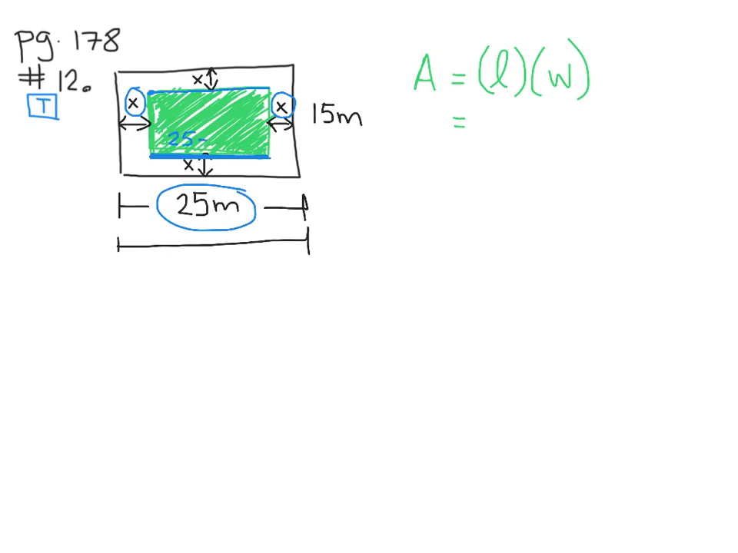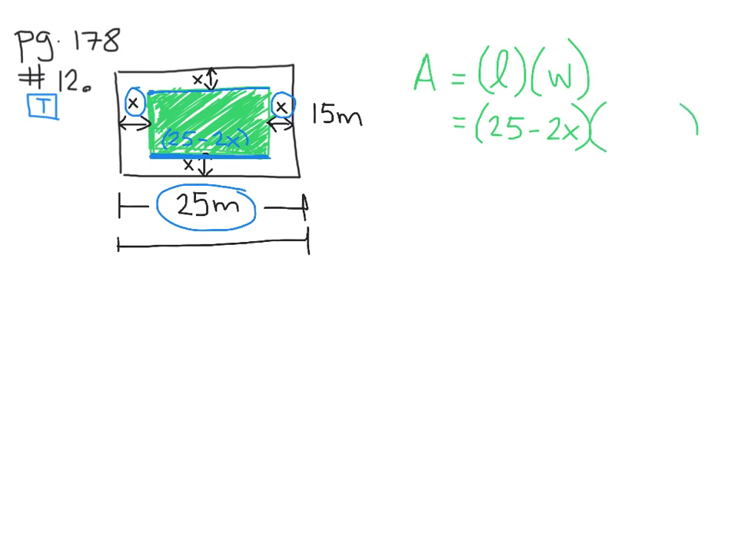It's 25 minus an X from both sides. So it's minus 2 of those X's. That's going to be the length of that rectangle. So that inner rectangle is going to be 25 minus 2x.